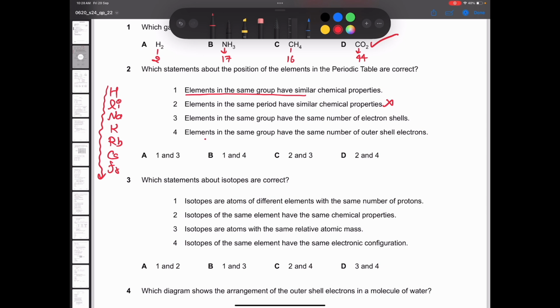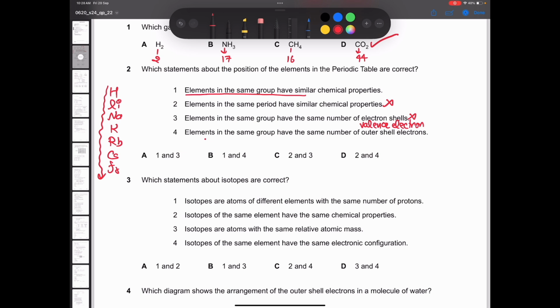Now, elements in the same group have the same number of electron shells. No, this is wrong. They have the same number of valence electrons. This is a tricky statement, but you need to be clear about the concept. They have the same number of valence electrons, not the same number of electron shells.